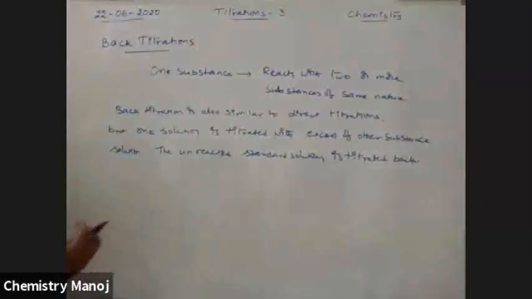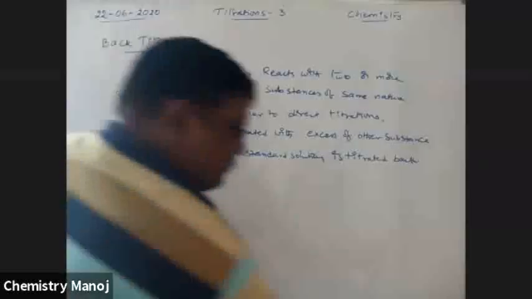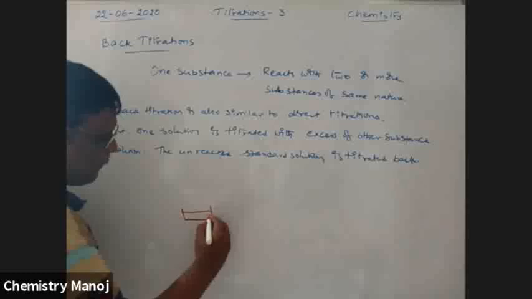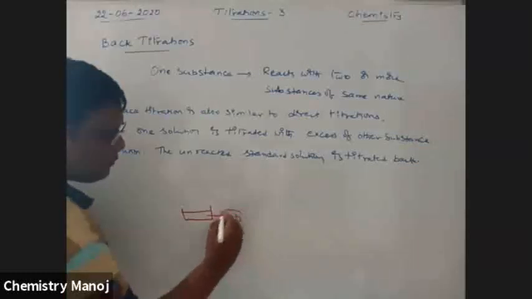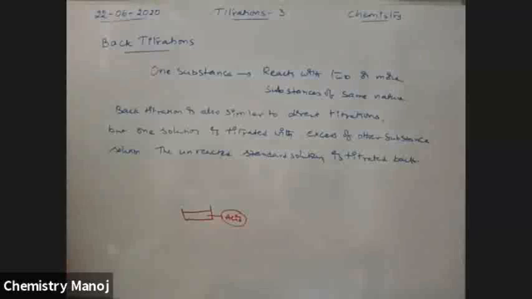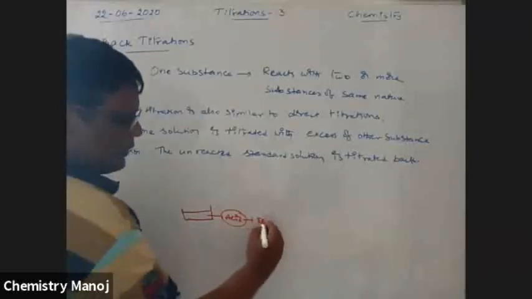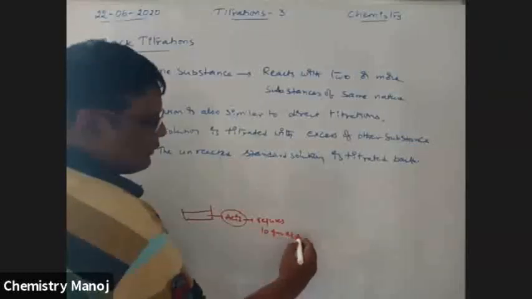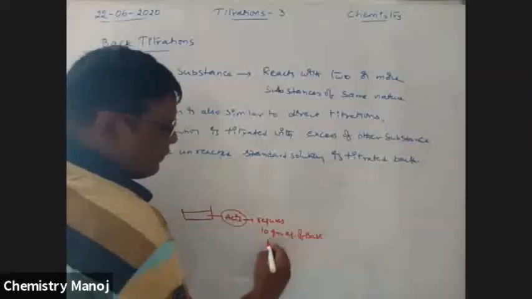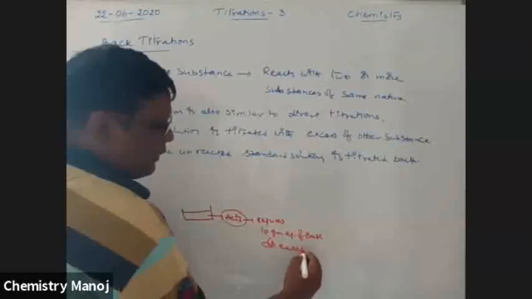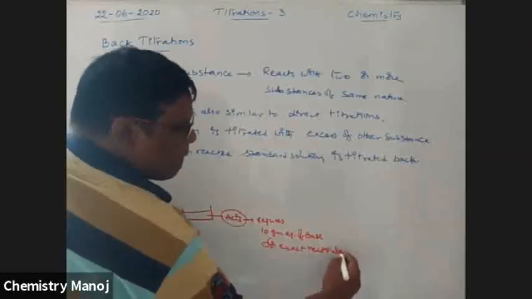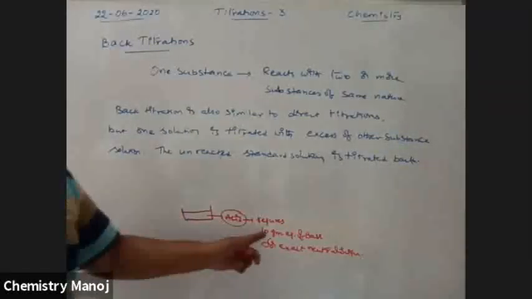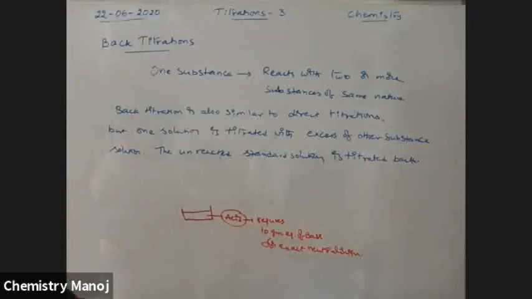See, my dear boys, I will explain. So let us take a beaker. It is acid. It requires 10 gram equivalents of base for exact neutralization. So this acid requires 10 gram equivalents of base for exact neutralization.